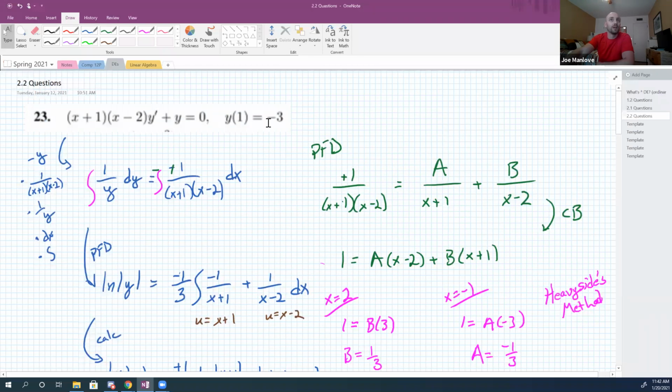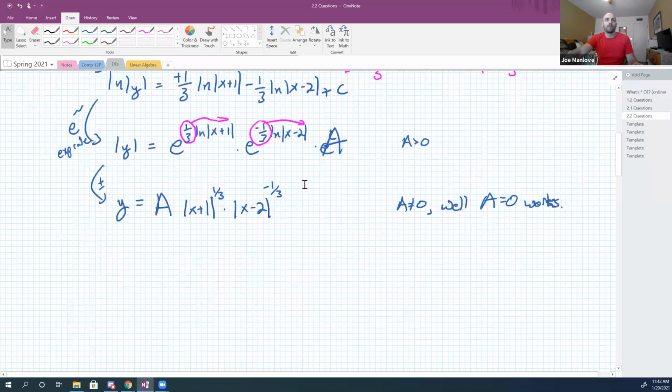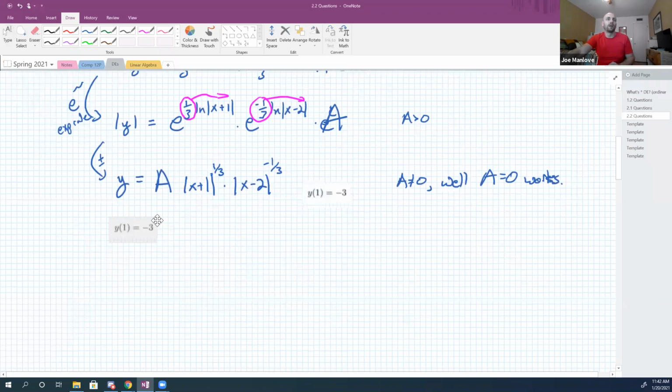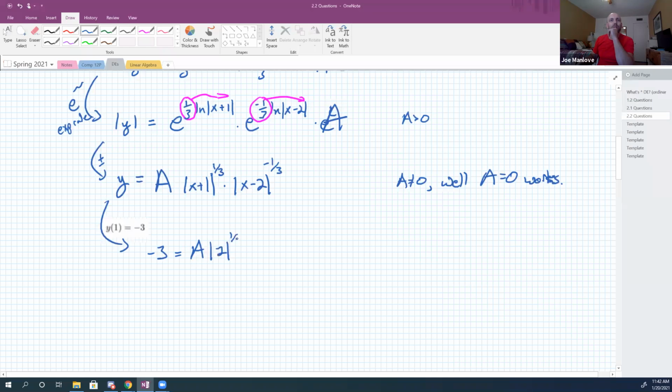And then I need to take my initial condition. Right, so let me grab that guy. Drop that down here. Say, okay, so in the case that y of 1 is -3, then I have -3 is, let's see, well, I need to put in 1, right? You guys all see that? So I'm going to have a, and I've got 2 to the 1/3 power. I guess the absolute value of 2 is 2, right? Times the absolute value of -1 to the -1/3 power. You guys with me on that?